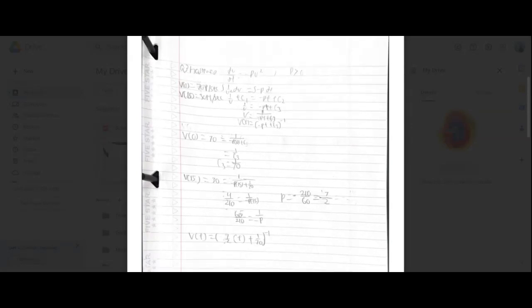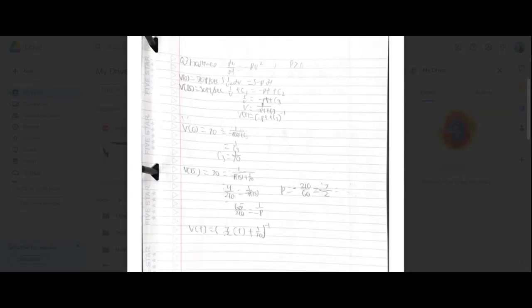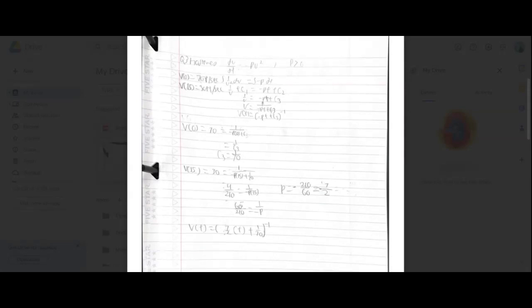So then, as we do, I solved for t at 0, which gave me c of 3 as 1 over 70. Hold on a second. Let me try to understand you. Okay, so you made your own two initial values, right? V of 0 equals 70, V of 15 equals 30, right?